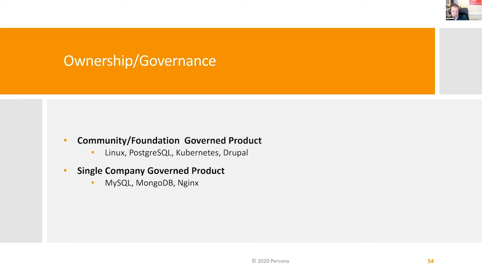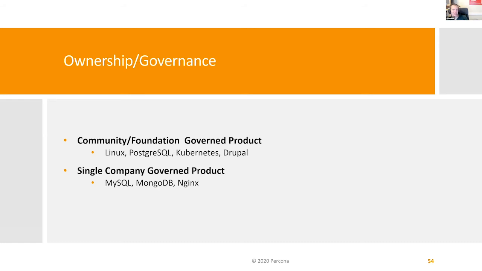The other thing that you have to think about, or that may be given in your product, is the ownership of governance. There are different things in this case, and there are many open source projects and related products in both camps. If you think about the community foundation governed products, Linux, PostgreSQL, Kubernetes, Drupal, and so on and so forth, you would often see multiple companies offering some sort of commercial distribution, or otherwise offering services around the product, and many companies participating in development.